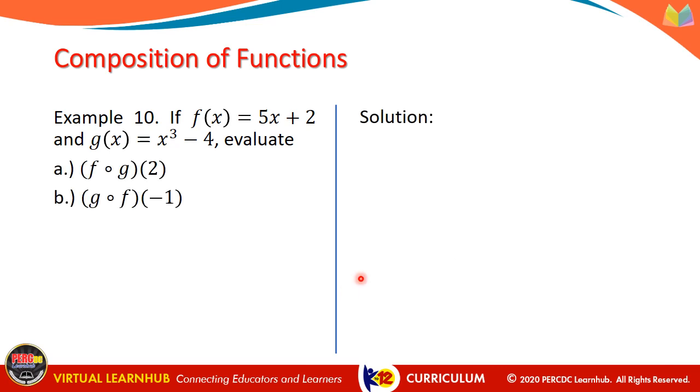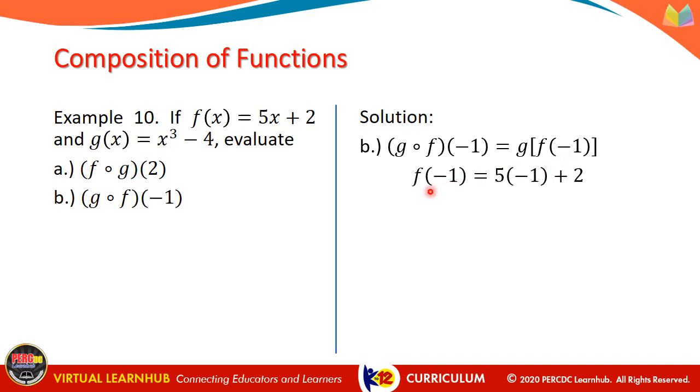Next, for letter B, g of f of negative 1 is equal to g of f of negative 1. f of negative 1 is inside the function g. We need first to evaluate f of negative 1. And to do that, we need to plug in negative 1 in 5x plus 2. That would be f of negative 1 is equal to 5 times negative 1 plus 2. f of negative 1 is equal to negative 3. Since f of negative 1 is equal to negative 3, we can say that g of f of negative 1 is just the same as g of negative 3.